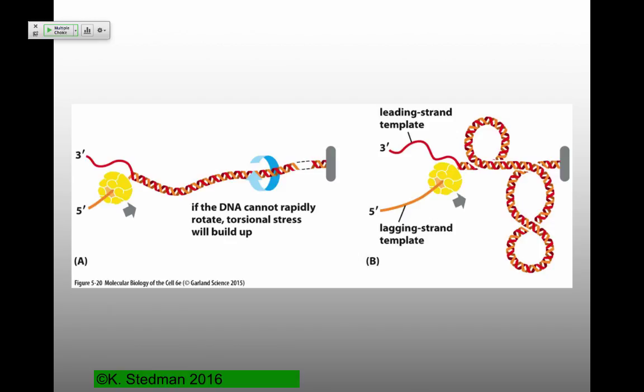But pull those two apart, and you do literally get stalling that happens. This has been shown quite nicely experimentally. If you don't have a topoisomerase around, you can't unwrap this DNA any more than you already have.